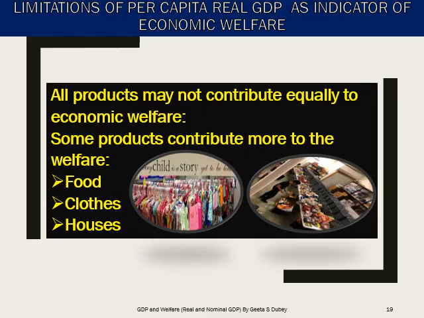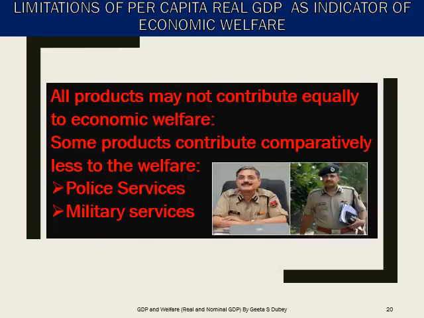If we take the case of the kind of goods being produced in an economy, we analyze that all the goods do not contribute to the welfare equally. Some of these products contribute more to the welfare of the people, like food, clothes, house, etc., while other products like police services, military services, research expenditure may contribute less and may not directly affect the standard of living of the people. Therefore, how much the economic welfare is would depend more on the type of goods and services produced and not simply how much is produced. It means that if GDP rises, the increase in welfare may not be in the same proportion.